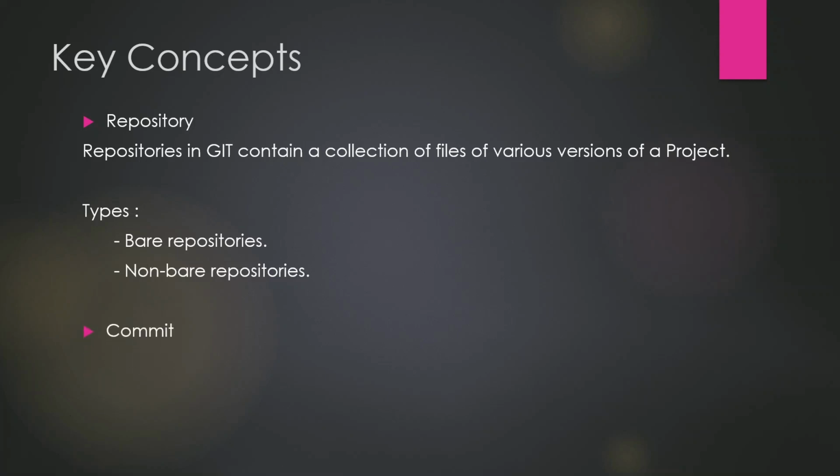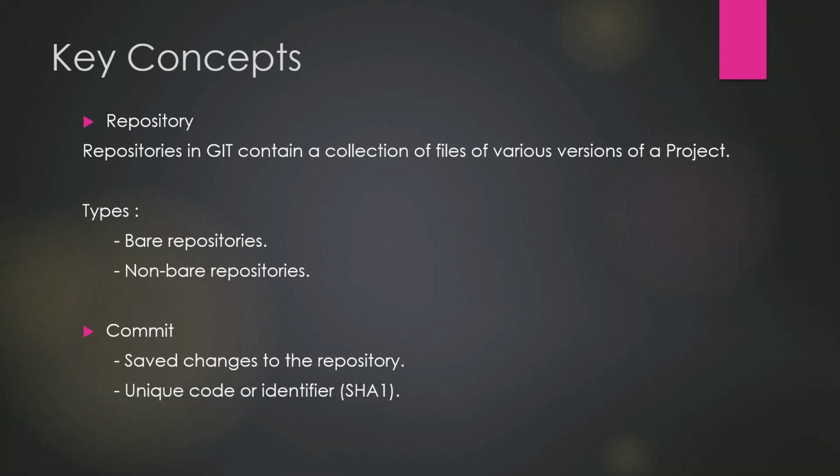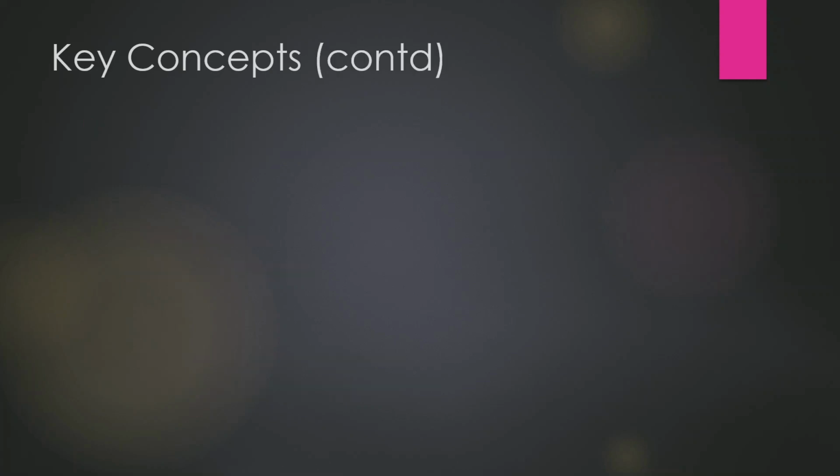So third would be commit. A commit is anything that is saved into the repository, or you can say save changes to the repository. It's a unique code or an identifier in SHA1. Let's move on to the next slide.